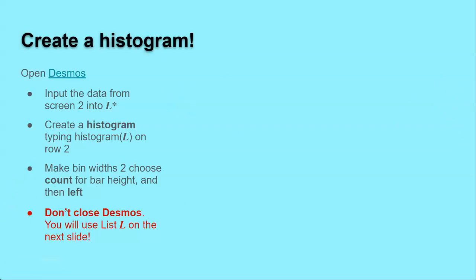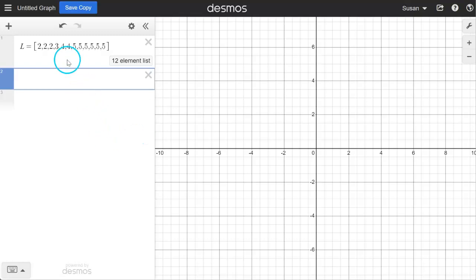So on slide number 3, we're going to create a histogram. The first thing they'll do is click on this link, and it will take them to Desmos, and then they will put their data in here. And I've just put in some random data for mine.